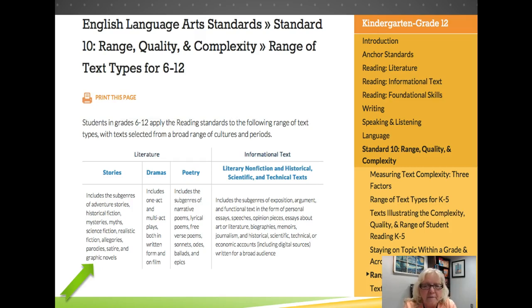Oh, I just wanted to point out that graphic novels are specifically mentioned in the Common Core here. So this is the standard 10, range, quality, and complexity, which includes subgenres of adventure stories, historical fiction, mysteries, myths, science fiction, realistic fiction, allegories, parodies, satires, and graphic novels. So if you're a Common Core school and your teachers are complaining about why you have graphic novels in there, show them it's right in the Common Core.